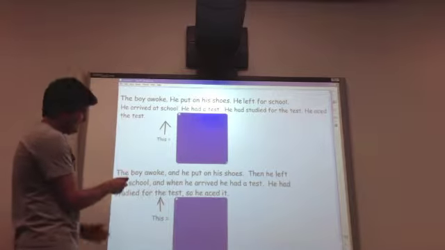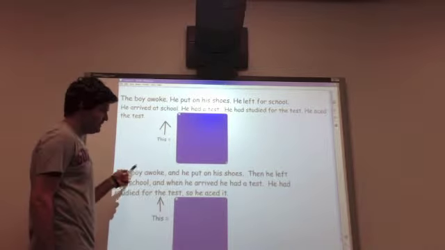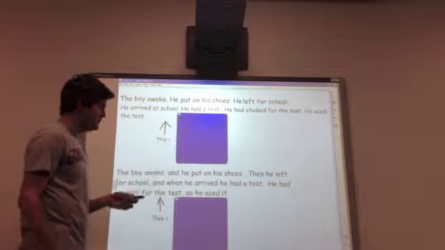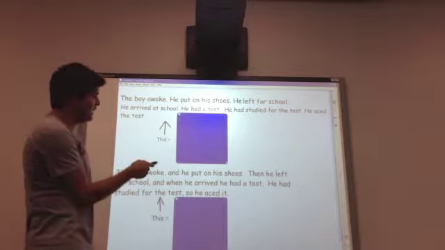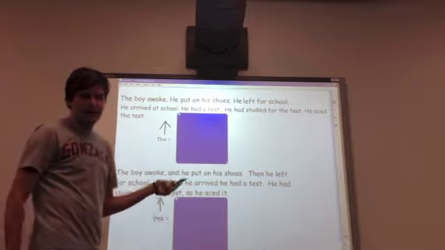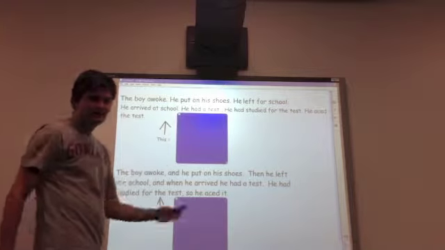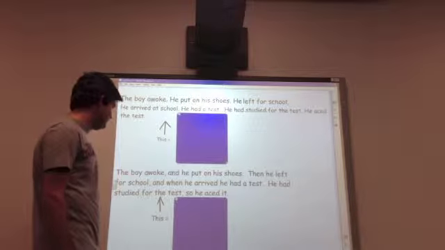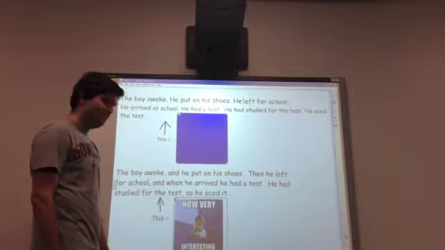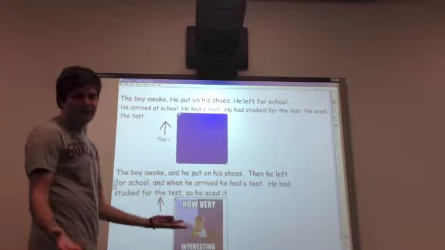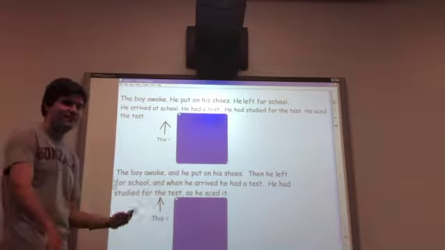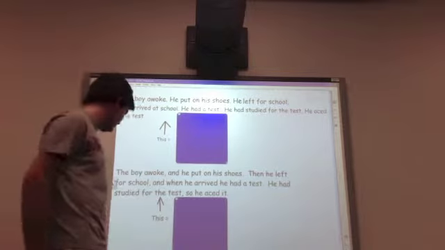So the second example reads a little more smoothly. So the boy awoke and he put on his shoes. Then he left for school, and when he arrived, he had a test. He had studied for the test, so he aced the test. See how it flows better? The idea just comes together a lot better. So this, very interesting. Okay, not super interesting because the subject matter is not all that great, but you get the idea. The writing is much better.